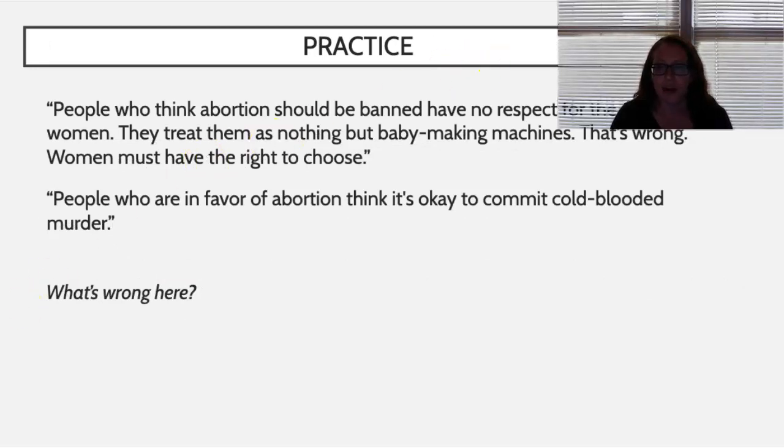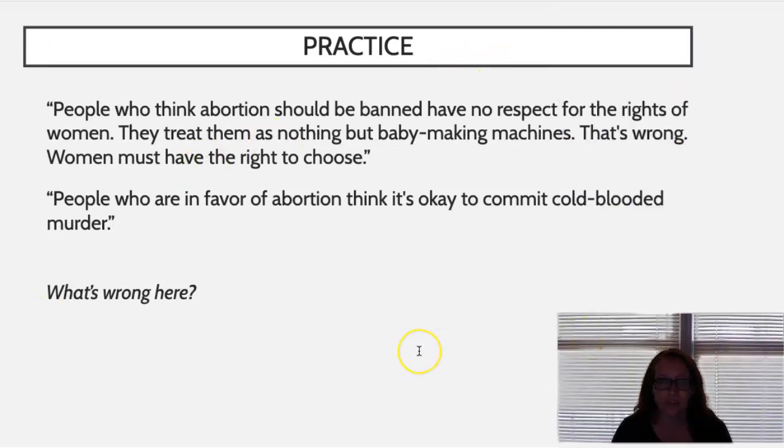Okay, so this one, I picked a controversial topic because I kind of want to prove a point, and I picked two statements based on opposite sides. Abortion is something people usually feel really strongly about, one side or the other. So I want you to think about which one of these statements describes your opinion.